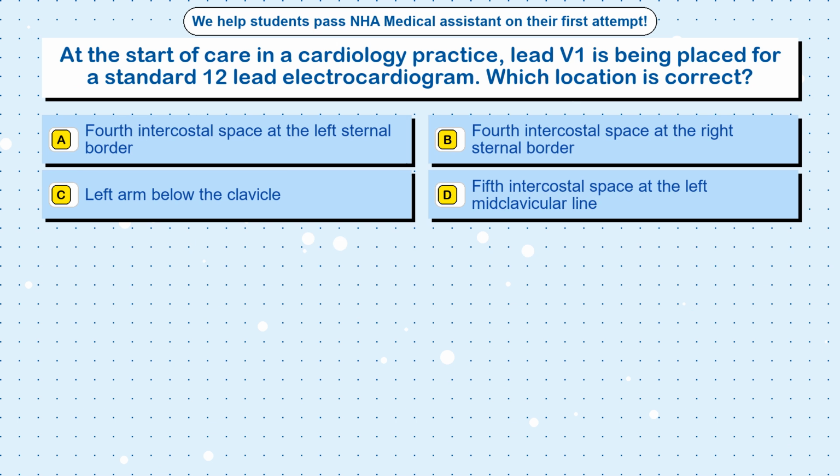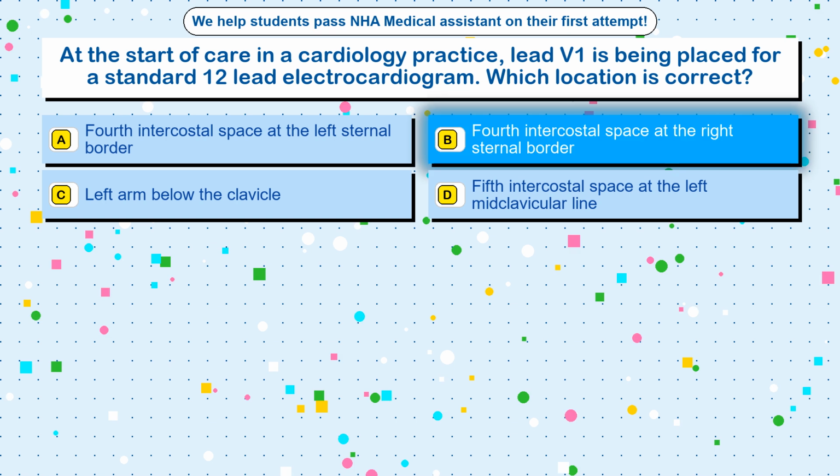Question 45. At the start of care in a cardiology practice, lead V1 is being placed for a standard 12-lead electrocardiogram. Which location is correct? Option A, fourth intercostal space at the left sternal border. Option B, fourth intercostal space at the right sternal border. Option C, left arm below the clavicle. Option D, fifth intercostal space at the left midclavicular line.